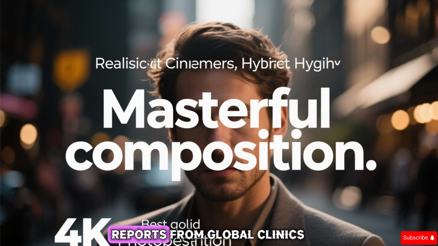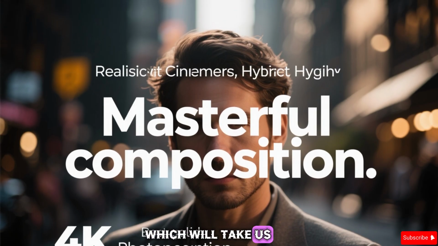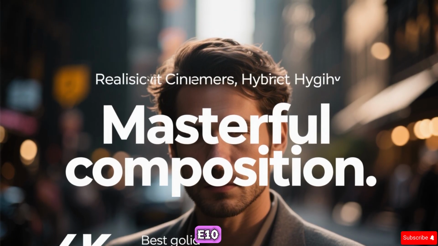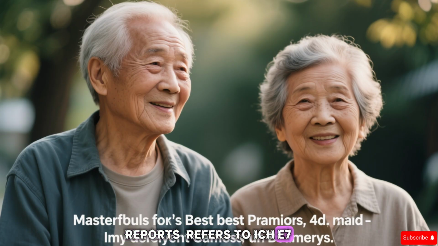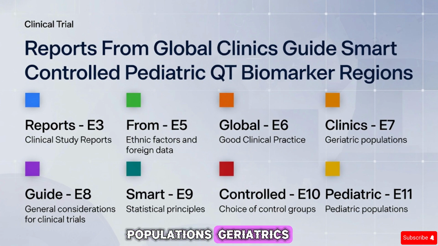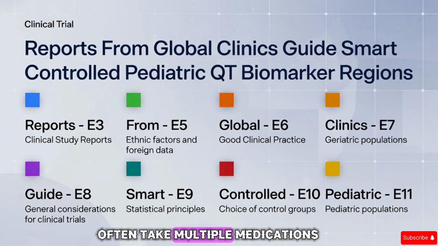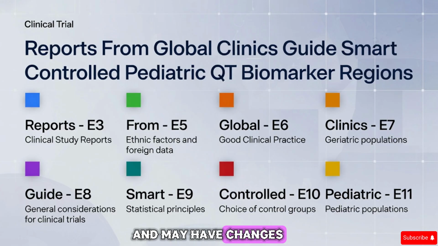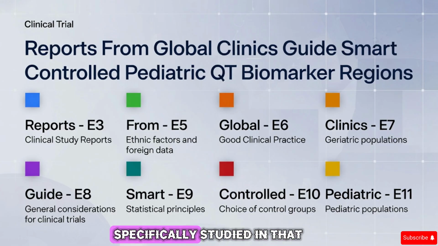Let's start with "Reports from Global Clinics," which will take us from E7 to E10. "Reports" refers to ICH E7, which focuses on studies in support of special populations, geriatrics. Older adults often take multiple medications and may have changes in how their bodies process drugs. E7 ensures that drugs likely to be used by the elderly are specifically studied in that population to understand their unique safety and efficacy profile.